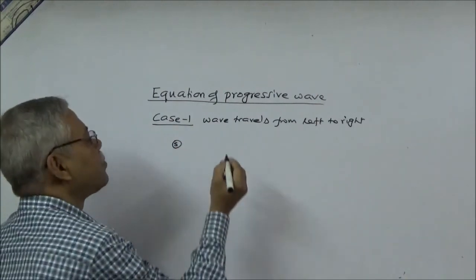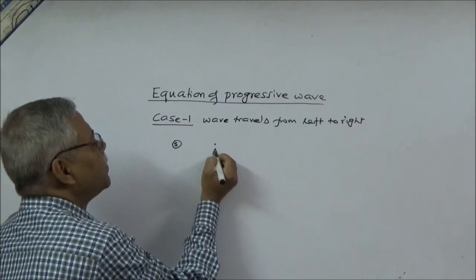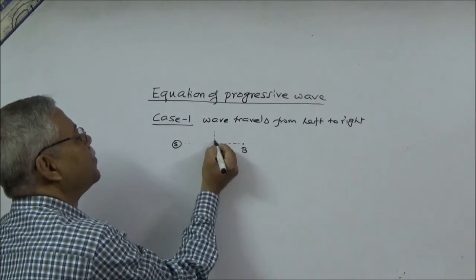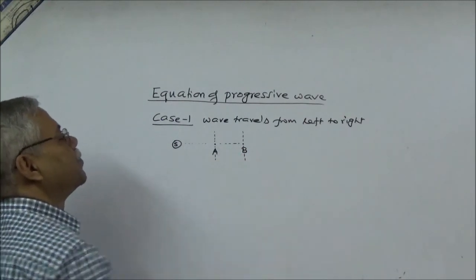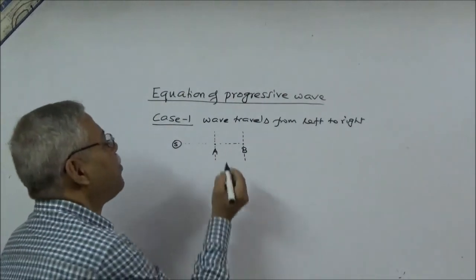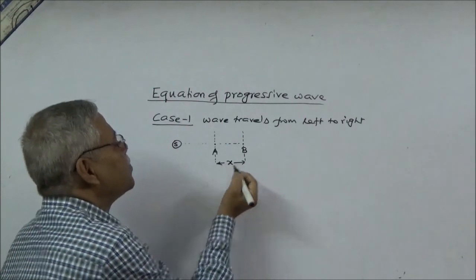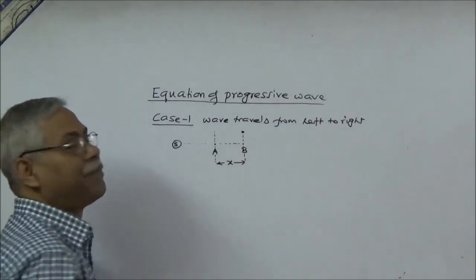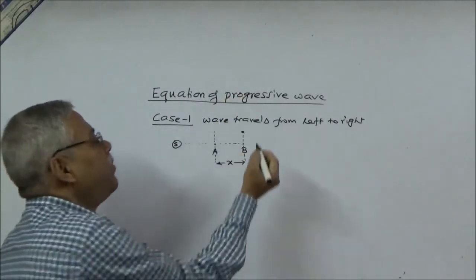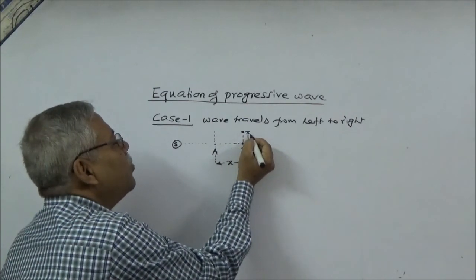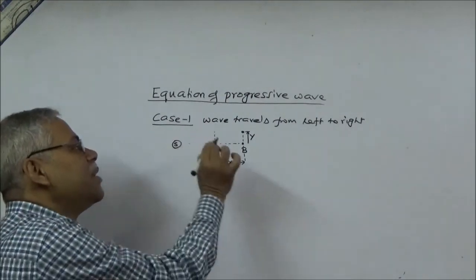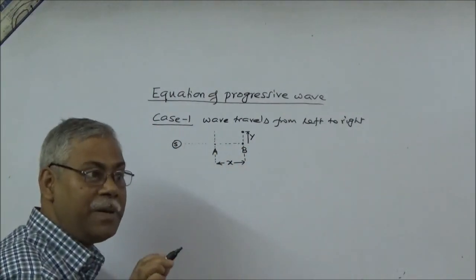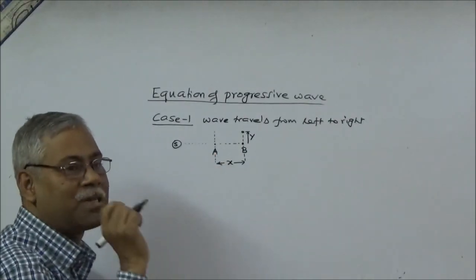This is the source. We will consider two particles. One is particle A and the other one is particle B. These are two particles of the medium. The distance between these two particles is x. Both are oscillating, both are executing SHM. This is the mean position, we are measuring displacement from the mean position. y is the displacement of particle B. At what time? y is the displacement of particle B, t seconds after A has started its oscillation.